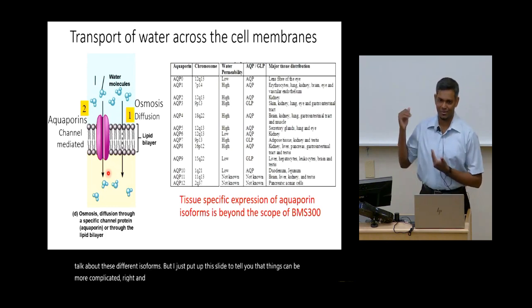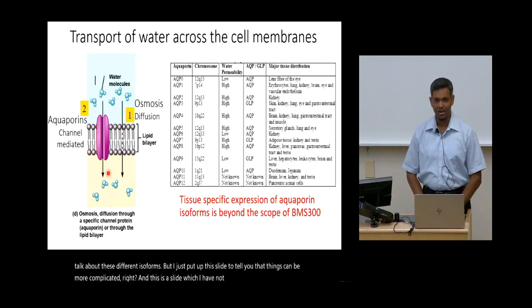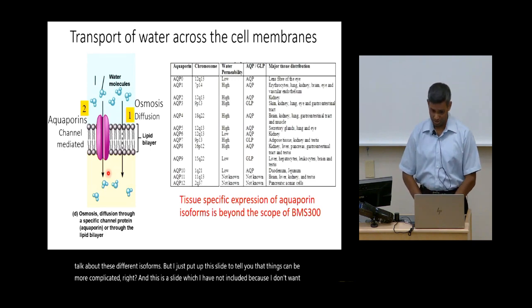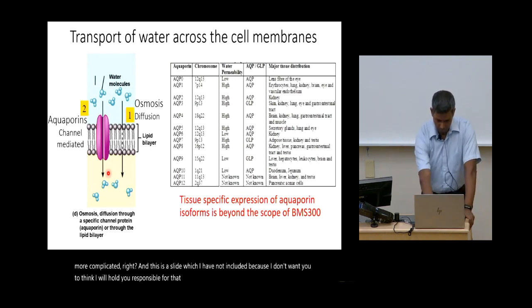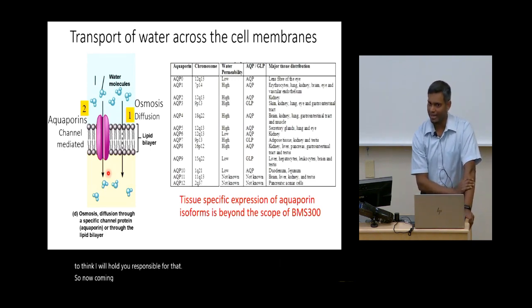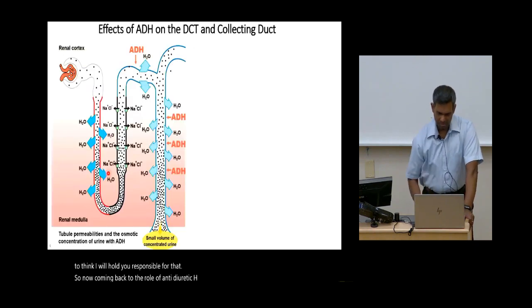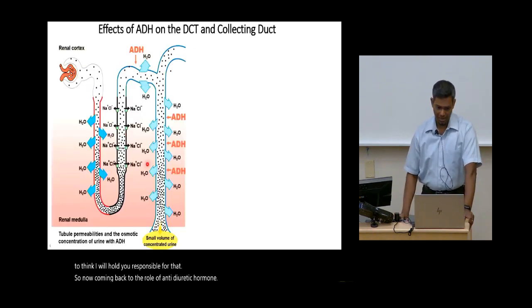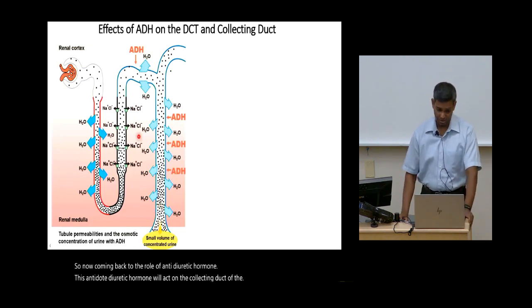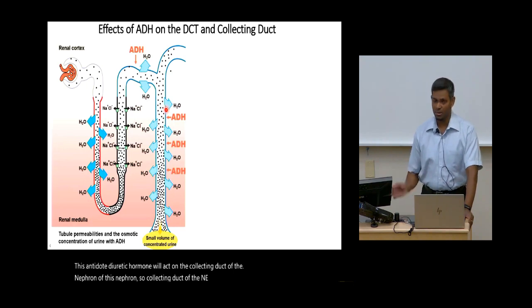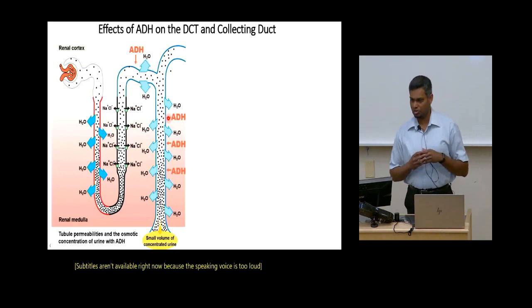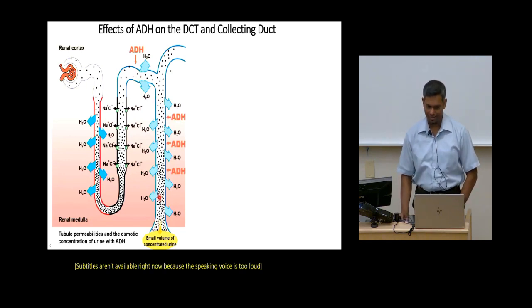And this is a slide which I have not included because I don't want you to think I will hold you responsible for that. So now coming back to the role of antidiuretic hormone, this antidiuretic hormone will act on the collecting duct of the nephron of this nephron, right? So collecting duct of the nephron is going to be impacted by antidiuretic hormone, and a number of aquaporins will be inserted into this collecting duct.